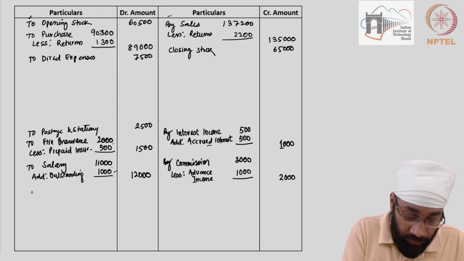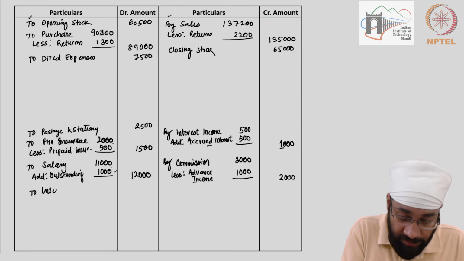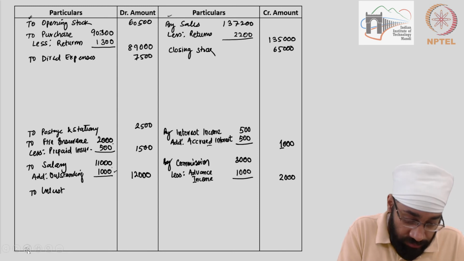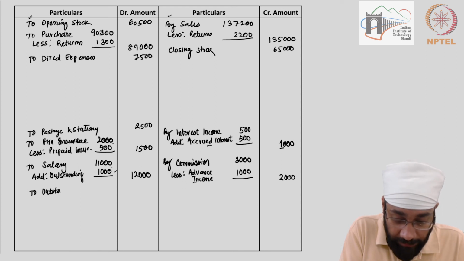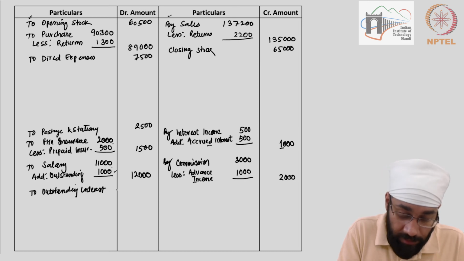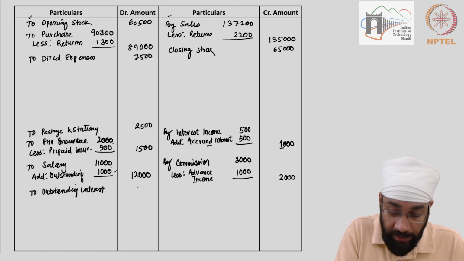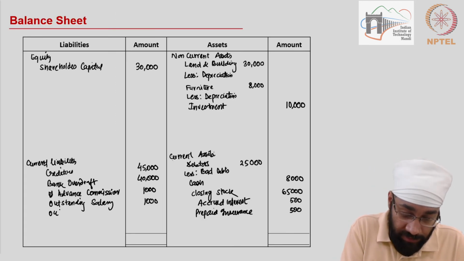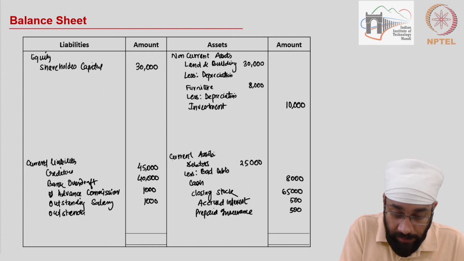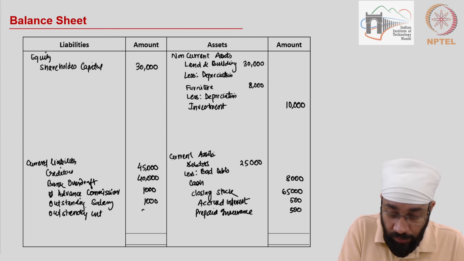So here we are going to show two outstanding interest. Let me just correct it to outstanding interest. Now, interest on overdraft, you could write the detail as well. The amount is 2,000, and this outstanding interest also goes to balance sheet under the current liabilities.